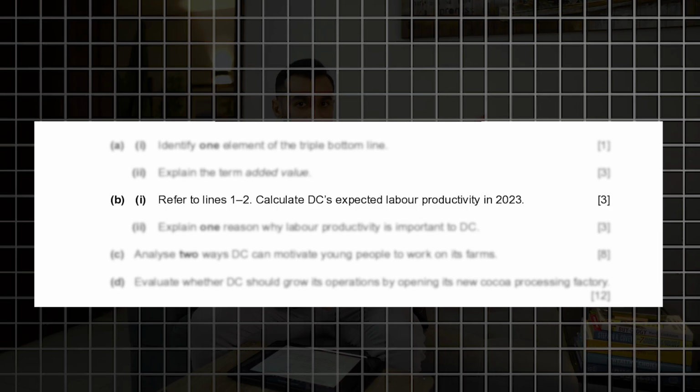B part 1 is asking you to calculate the expected labor productivity in 2023. So this B part 1 will always be some sort of calculation. 90% of the time, B part 1 will be some sort of calculation. And whenever you are in this part, you have to write the formula.